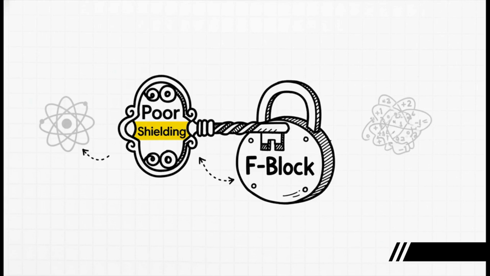That one concept explains why they shrink, the contraction. And the degree of that poor shielding, the fact that 5f is even worse than 4f, explains why actinoids have more contraction, more variable states, and more complex chemistry. That's it. That's the whole story.